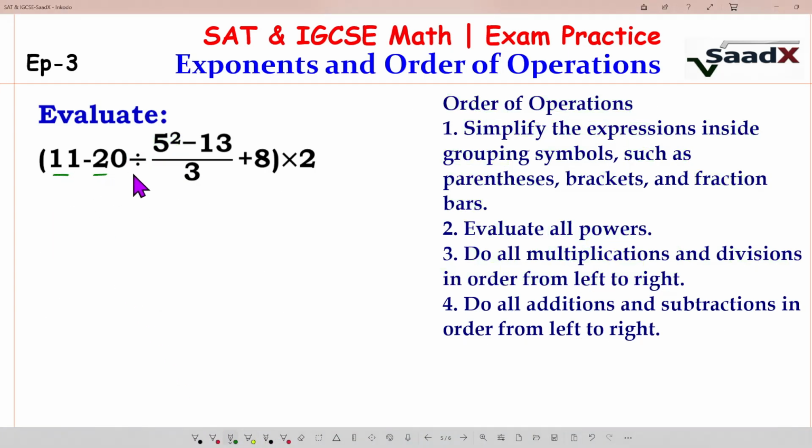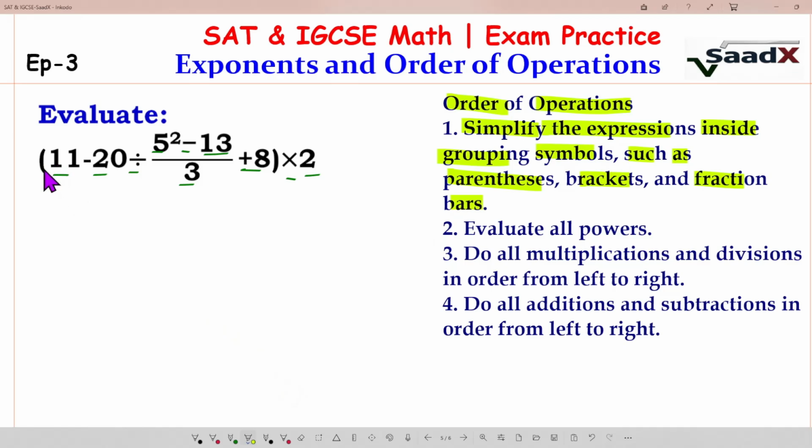Evaluate 11 minus 20 divided by 5 squared minus 13 divided by 3, plus 8 times 2. Before evaluating, we have to know about order of operations. It's a very simple thing. We already discussed it in the previous class, but it's an evergreen topic. First, we have to simplify the expressions inside grouping symbols such as parentheses, brackets, and the fraction bar.